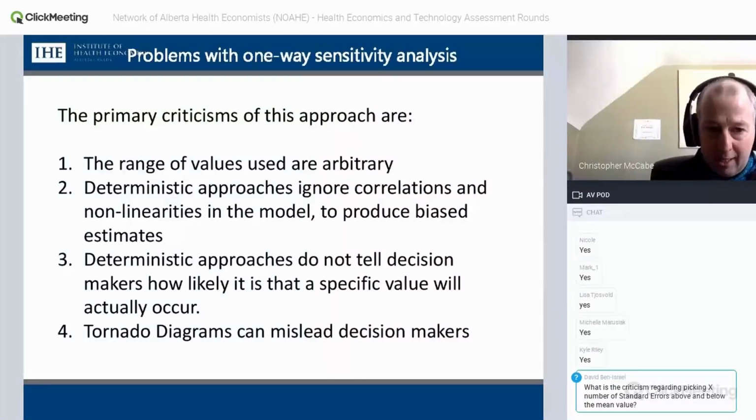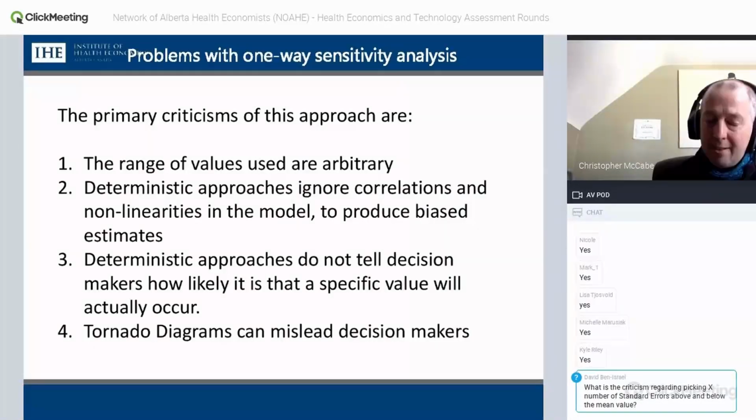So second point, deterministic approaches ignore correlations and non-linearities in the model. And therefore, if there is a non-linear model, and most models are non-linear, certainly Markov models, you're going to get biased estimates of the expected value. And similarly, if there are correlations between parameters in the model, which frequently there are, you're going to get biased estimates of the expected values, costs and outcomes. And so you're actually going to get misleading results.